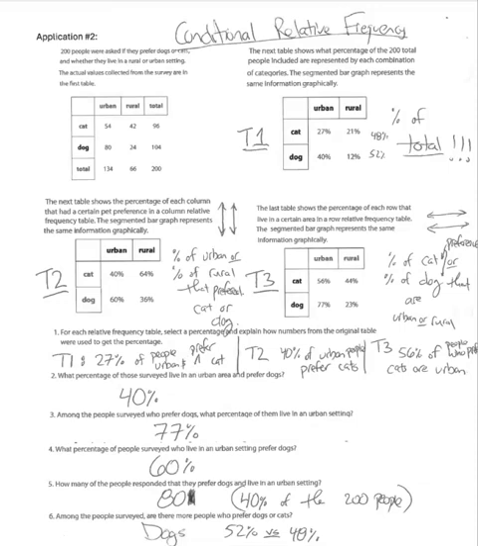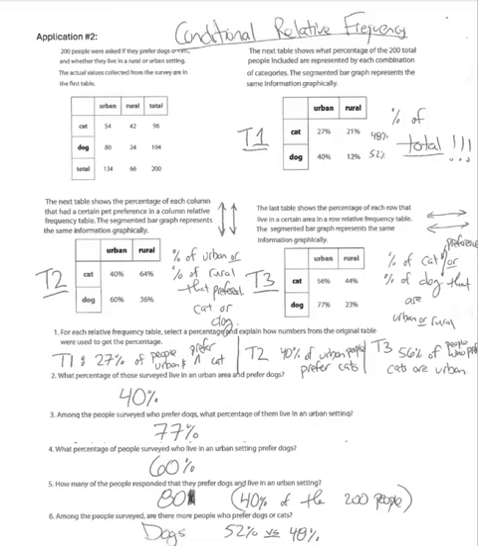Now it says, what percent of those surveyed live in an urban area and prefer dogs? So this is the total people that we have interviewed. So that is going to be T1. T1 is going to be helpful for that. And they live in an urban area and prefer dogs. That's the 40% one. The next one says, among people surveyed who prefer dogs, what percent of them live in urban settings? That is T3.